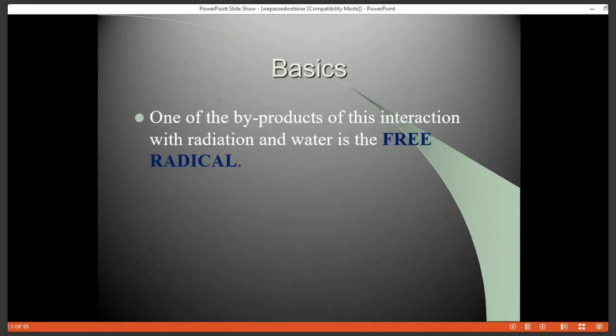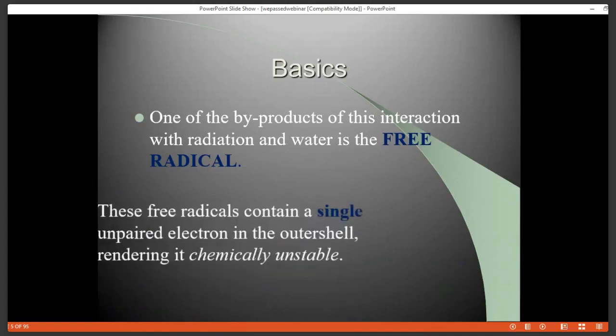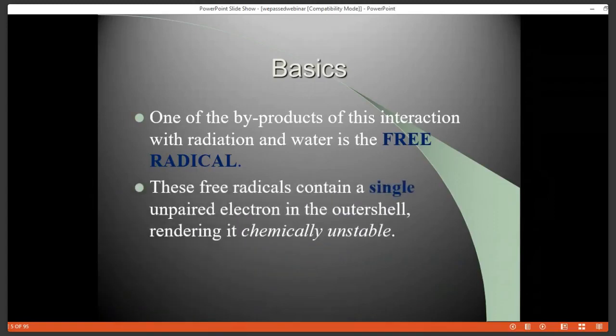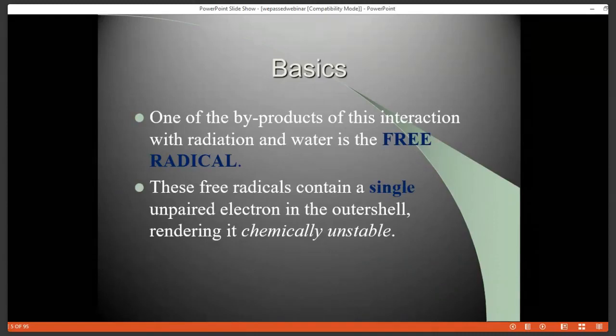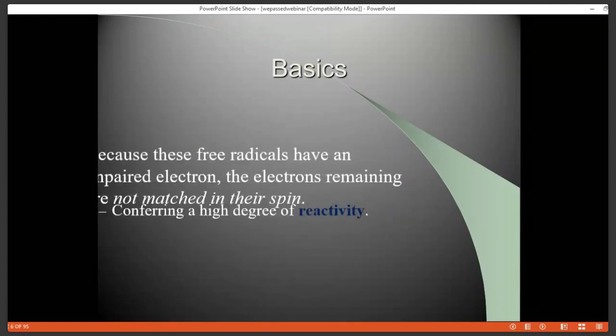One of the byproducts of this interaction, and really one of the main things to know about the types of damage that we do, is this process of creating free radicals from the ionization of water itself. Free radicals, by definition, are atoms that have a single unpaired electron in the outer shell. This really renders them chemically unstable. The valence shell is only allowed to have 8 electrons in it, and in a free radical there's only 1. So it does allow them to combine chemically with other parts of the cell, including the DNA.